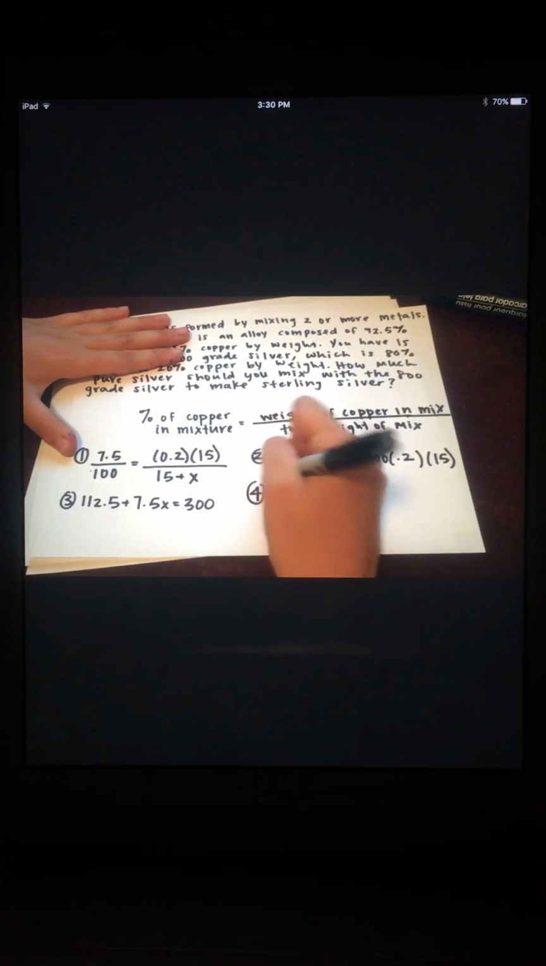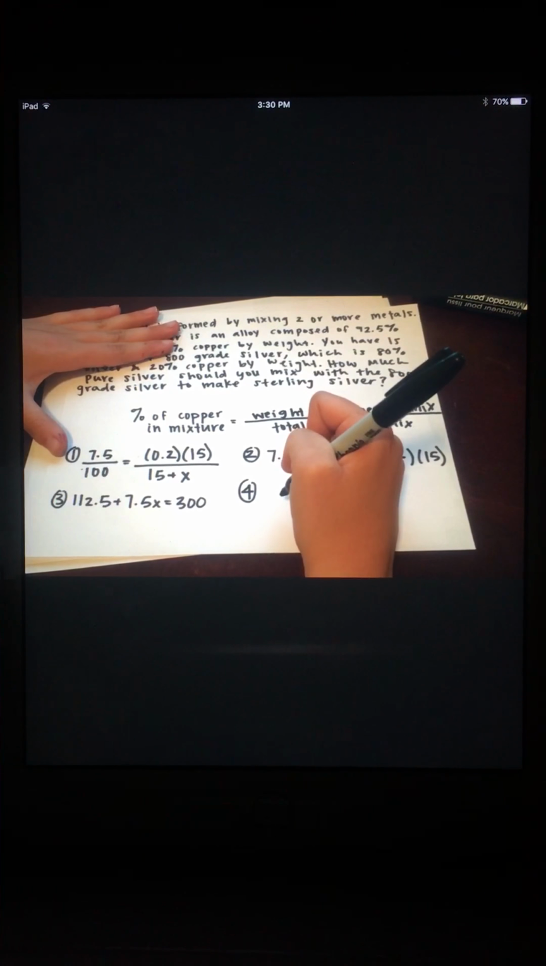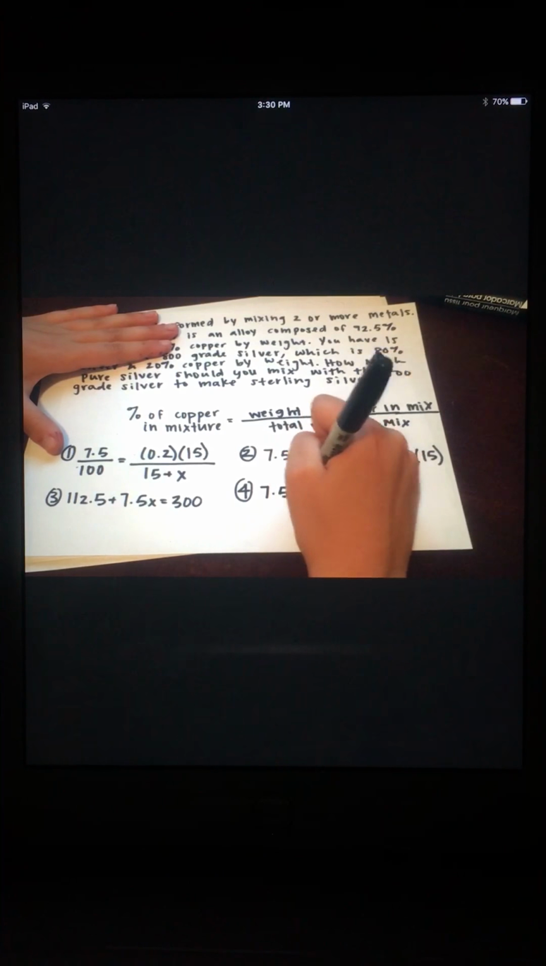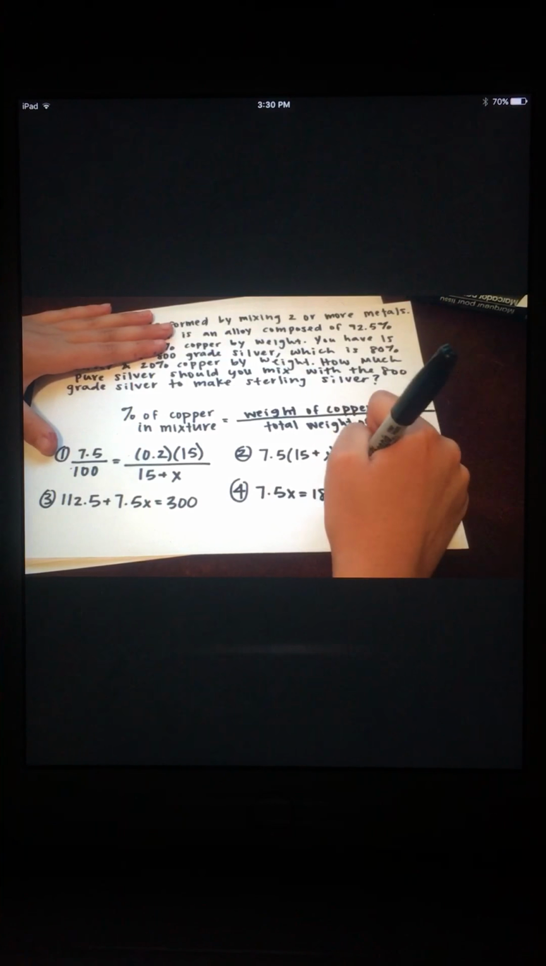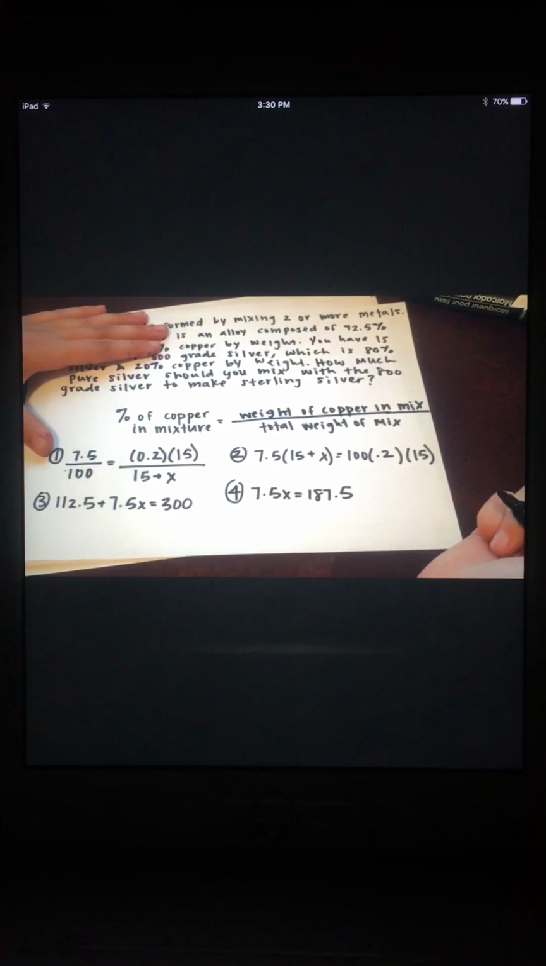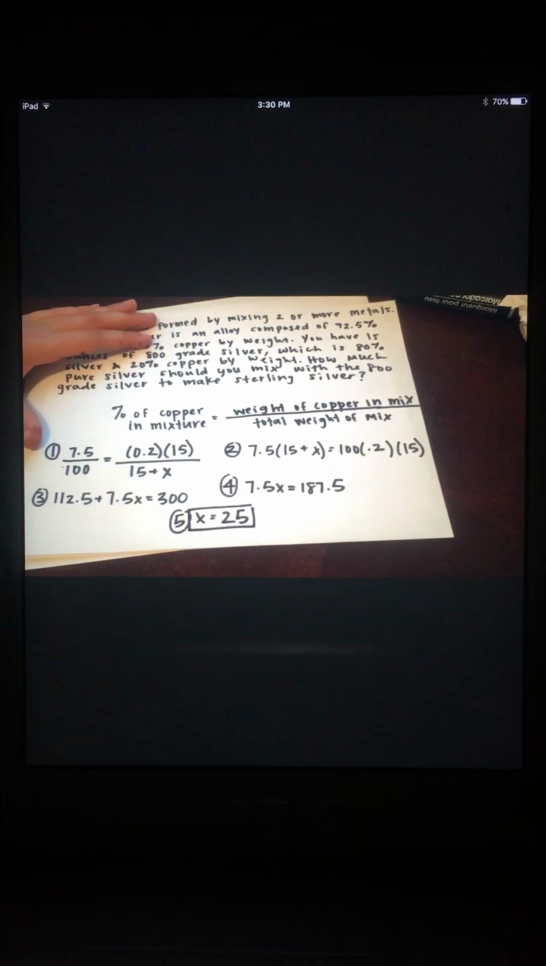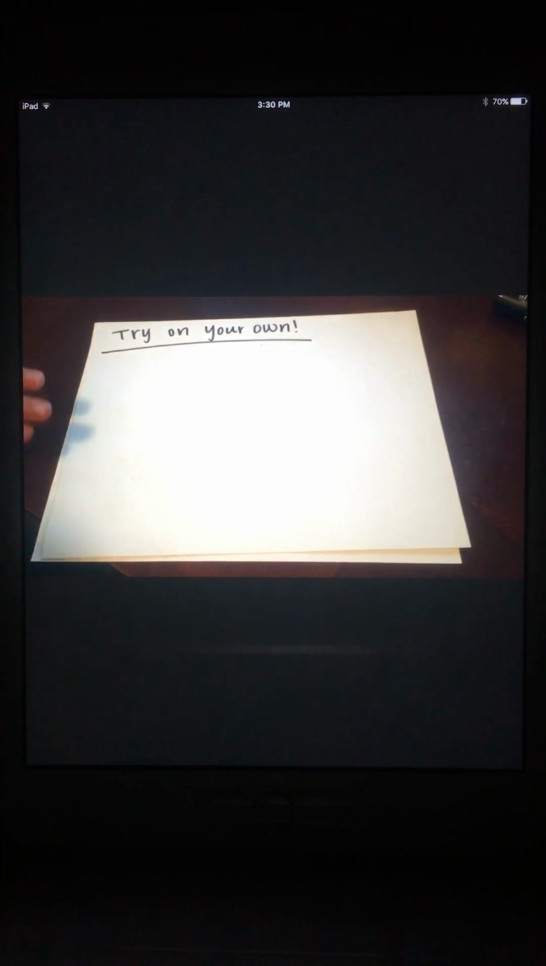Now, step 4. Subtract 112.5 from each side. And lastly, get x by itself, giving you your final answer. Now, your answer is you should mix 25 ounces of pure silver with the 15 ounces of 800 grade silver. Now, I will give you a minute to solve this equation on your own.